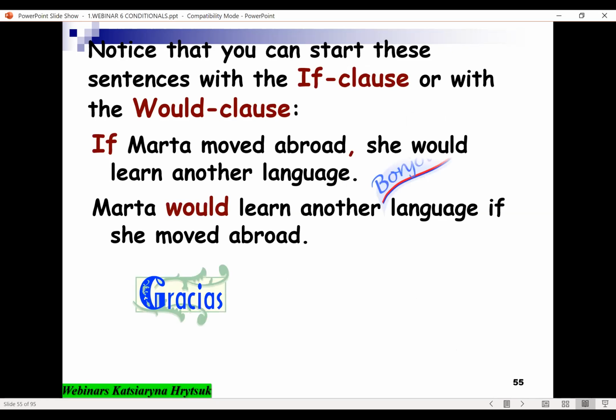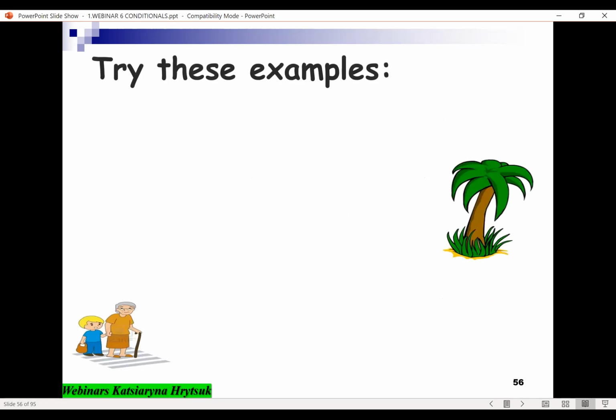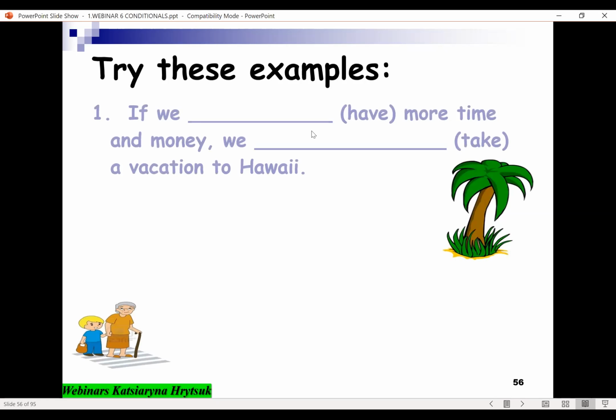That is the explanation that I wanted to give you about the second conditional. Now let's try the examples with you. Sandrine, let's go. If we... So after if we use past.